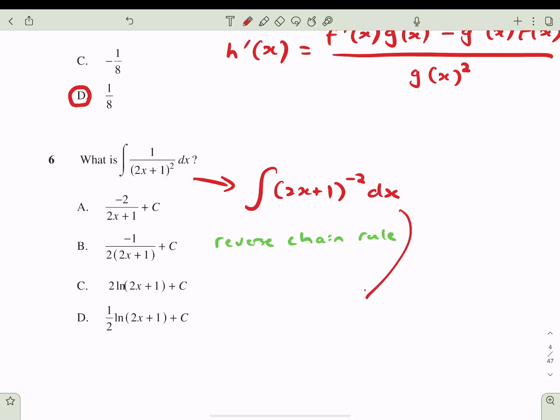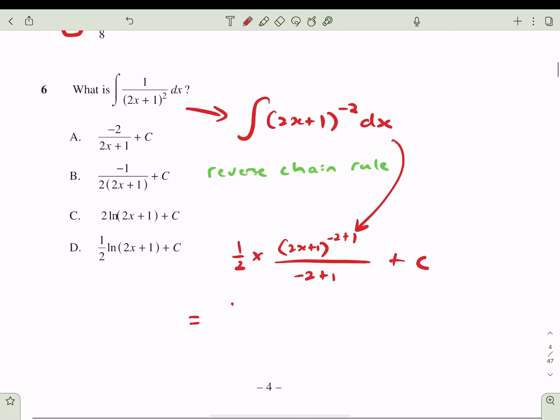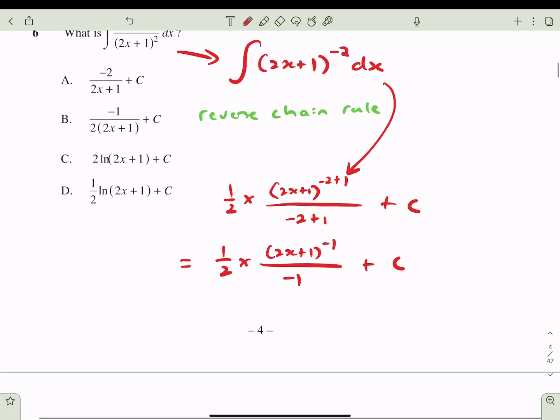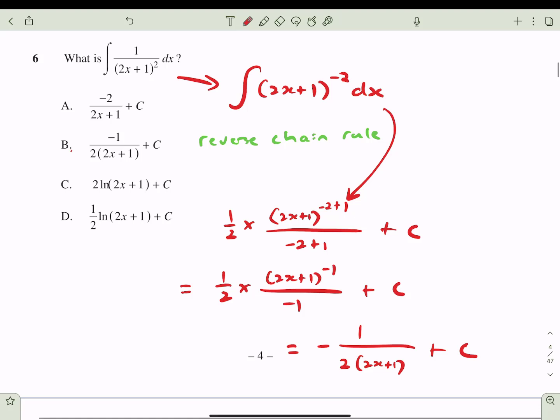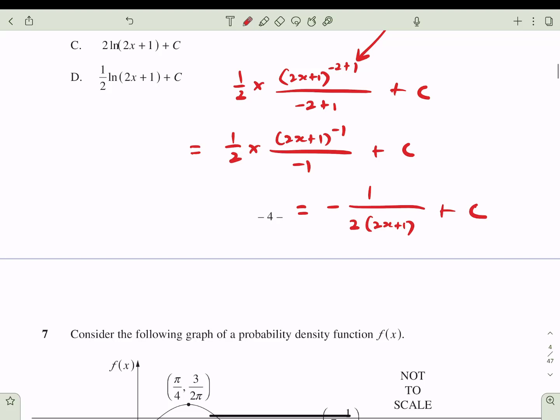So the integral is equal to half times (2x + 1) to the power of negative 2 plus 1, over negative 2 plus 1, plus c. That's equal to half times (2x + 1) to the power of negative 1 over negative 1, plus c. And that's equal to negative 1 on (2x + 1) plus c. Okay, and if we look at our answer options, that's answer option B. So that's question 6. Question 7.